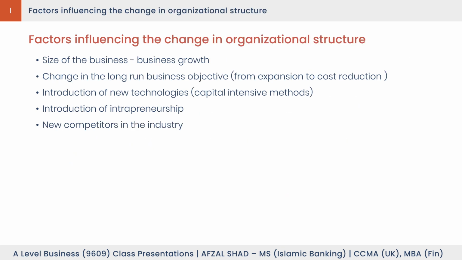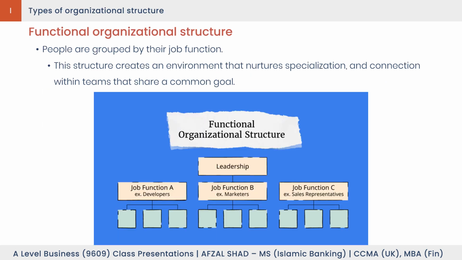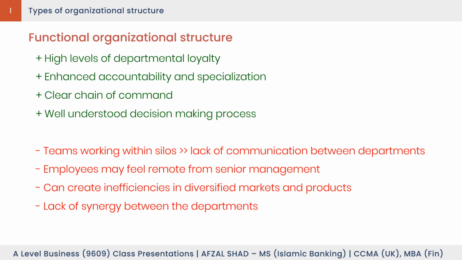Then we discussed the factors that influence the change in the organization structure. कुछ factors को हमने देखा था. Then we discussed the functional organizational structures, जहाँ पर the people are grouped on the basis of their functions, mostly, that is the developing team, marketing team, sales representative teams. So we divide the people on the basis of their functions. Then we went through the advantages and disadvantages of the functional organizational structure.